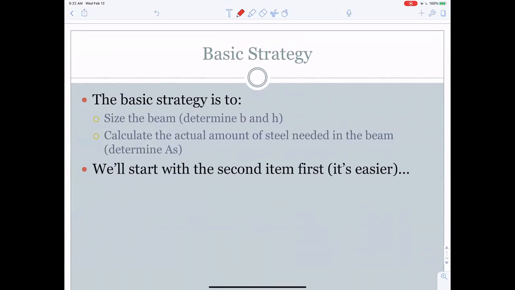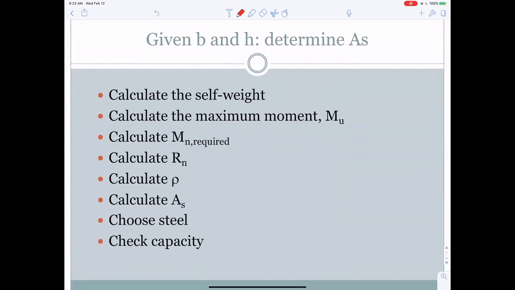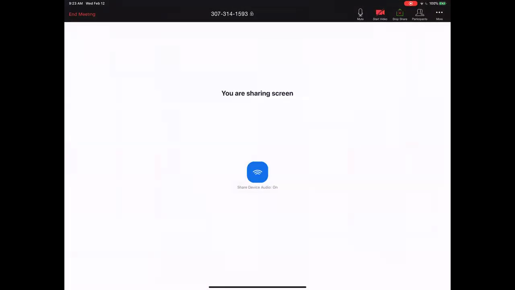And so our basic strategy is first we're going to size the beam. And then once we get the size, we're going to determine the AS. And what we're going to do is we're going to start with this step first because it's easier. And then I'll show you how to do this. But when you are designing a beam, you will do this first and then this second, but I'm gonna teach you it in reverse order because the second step is easier to learn. Okay, so the next video I do will be given B and H, determine how much steel you need. And so I'm gonna stop the video and there we go.